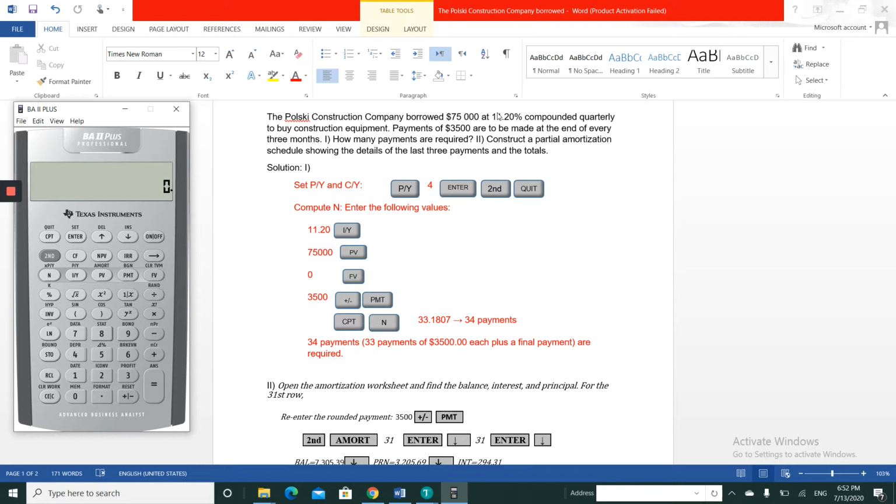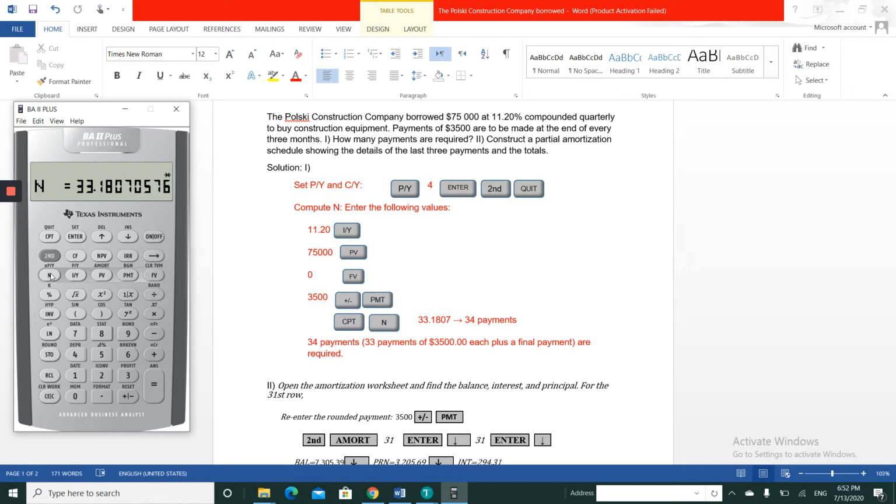The rate of interest is 11.20, so 11.20 is IY. We are looking for N. Present value is $75,000, so 75,000 is PV, and 0 is FV. The size of each payment is $3,500, positive or negative, is PMT. Then compute N.